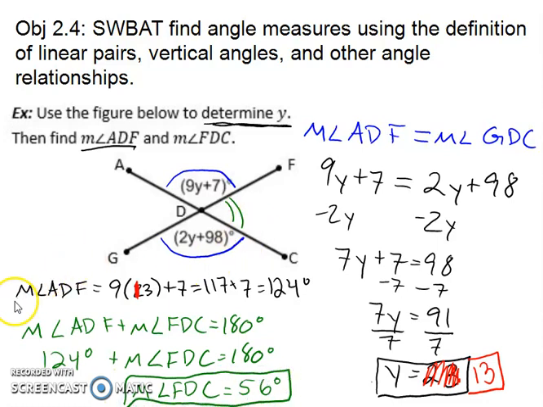They asked for three things here. Measure of angle ADF, which we found was 124. Measure of angle FDC, and y, which we initially solved for. And again, I'm sorry about that mistake. It's my last one ever. So our objective today was that we find angle measurements using the definition of linear pairs, vertical angles, and other angle relationships.